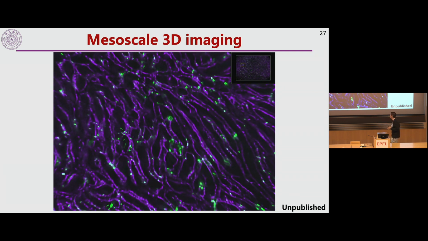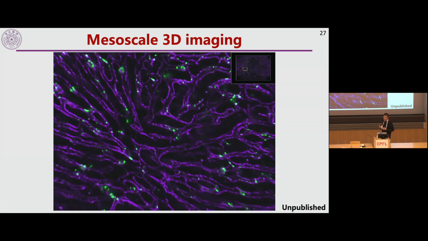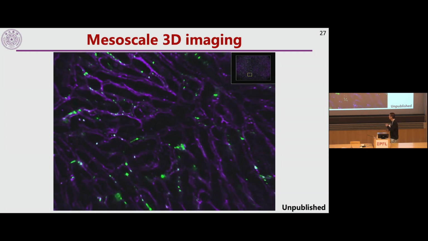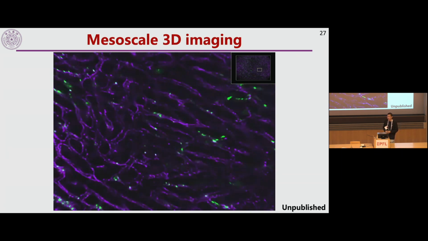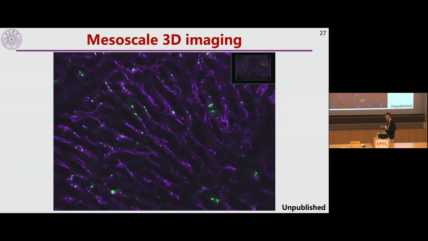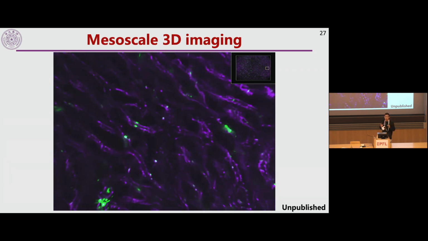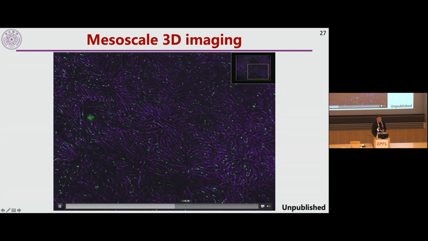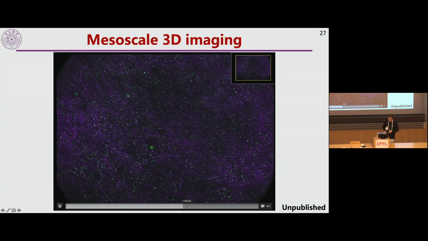Every local region can be further zoomed in to see this process, and it's dynamic. It means it's dynamic, continuous 3D imaging, gigapixel 3D imaging across a very large field of view. In that case, we can understand how different kinds of cells interact with each other during different immune responses. I think the video is quite long.